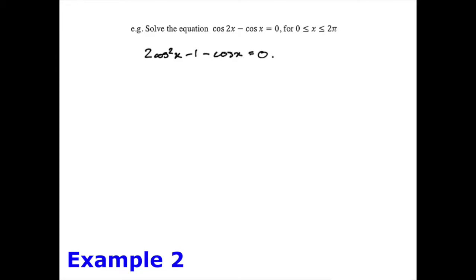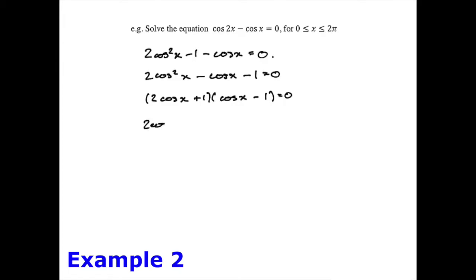Then that creates a quadratic, so we can factorize, but before we do that, I like to write my quadratics like this. So my a is 2, b is −1, c is −1. This one does factorize, otherwise we could potentially use the quadratic formula. Okay, so it factorizes to this. So 2cos x + 1 could equal 0, or cos x − 1 could equal 0.